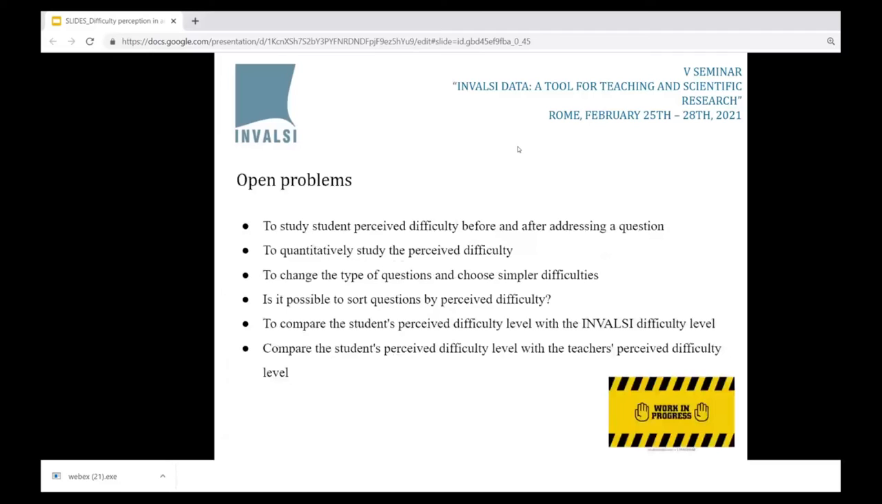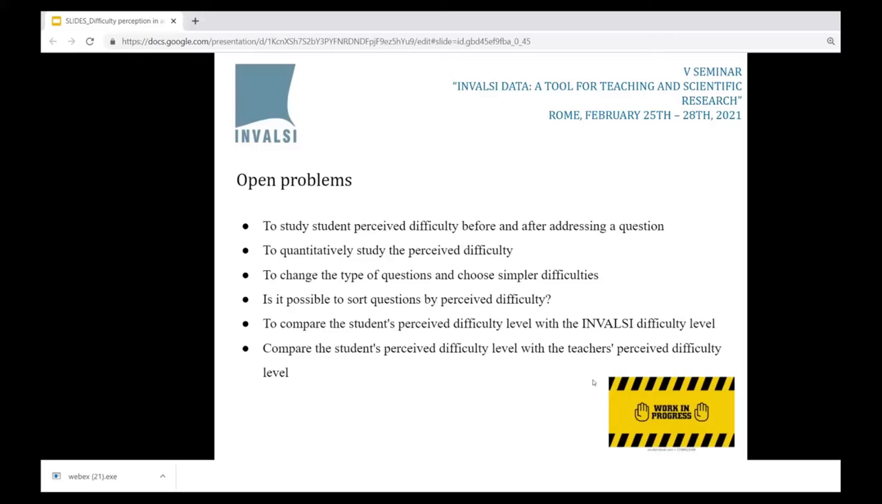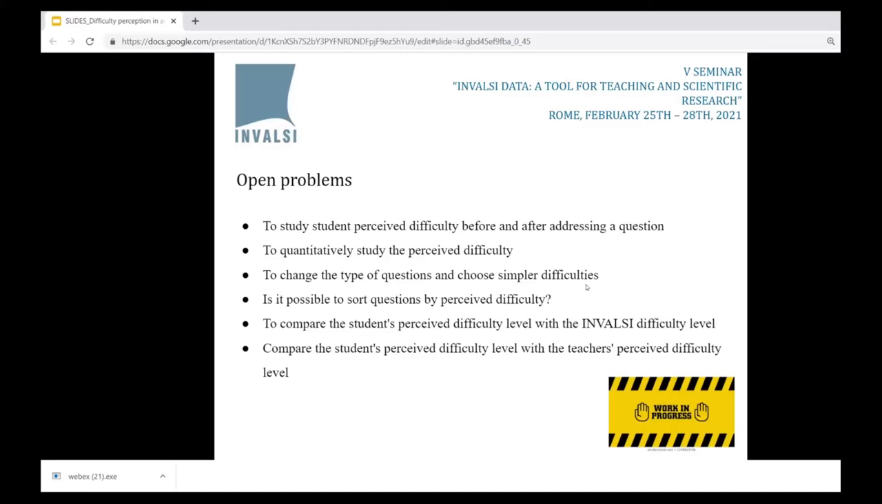So we conclude with possible future developments that may be partially addressed in phase 2 of our study. To study student perceived difficulty before and after addressing a question, to quantitatively study the perceived difficulty, to change the type of questions and choose simpler difficulties? And is it possible to sort questions by perceived difficulty? To compare the student perceived difficulty level with the INVALSI difficulty level. And at the end, we think it will be interesting to compare the student's perceived difficulty level with the teacher's perceived difficulty level. So thank you for your attention.